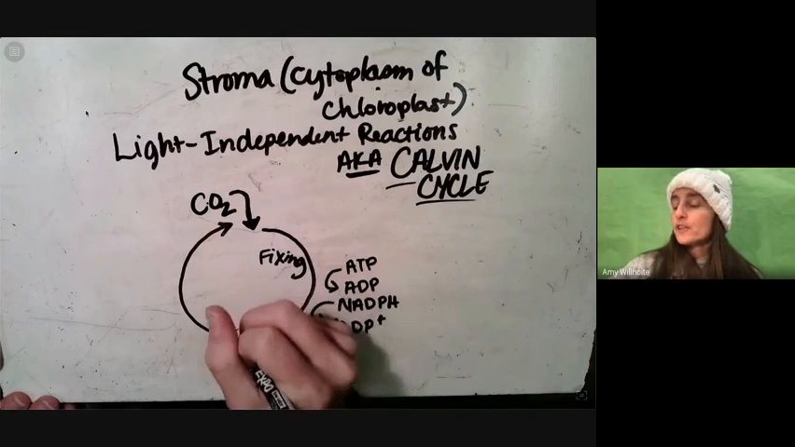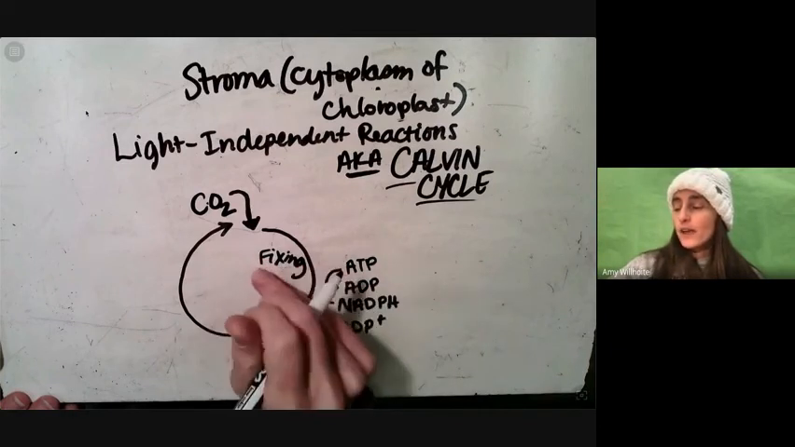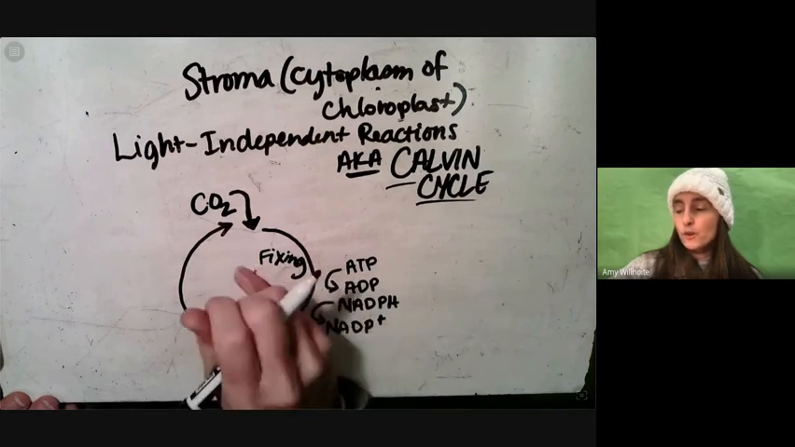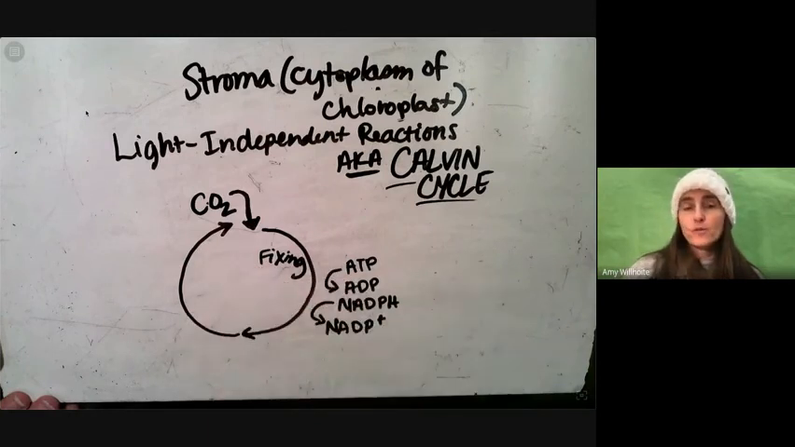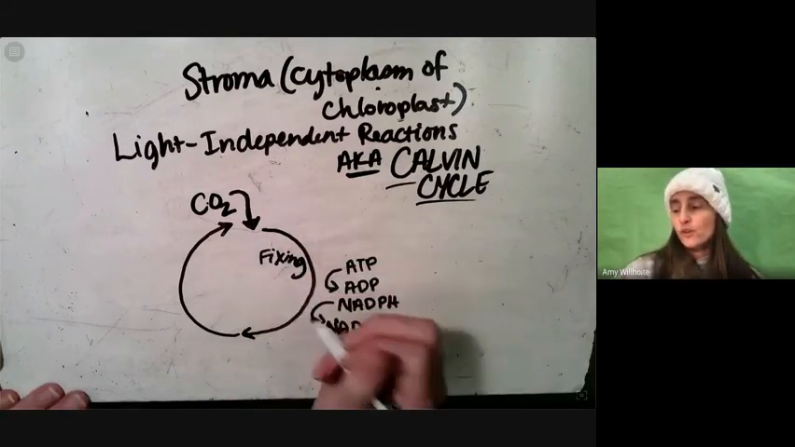And then we're going to, fixing is a weird word that you probably should know what it means. It means making it available for use, okay? If something is unusable and you have a chemical process that fixes it, then the cell can use it. And so we're making the carbon dioxide available for use right here.